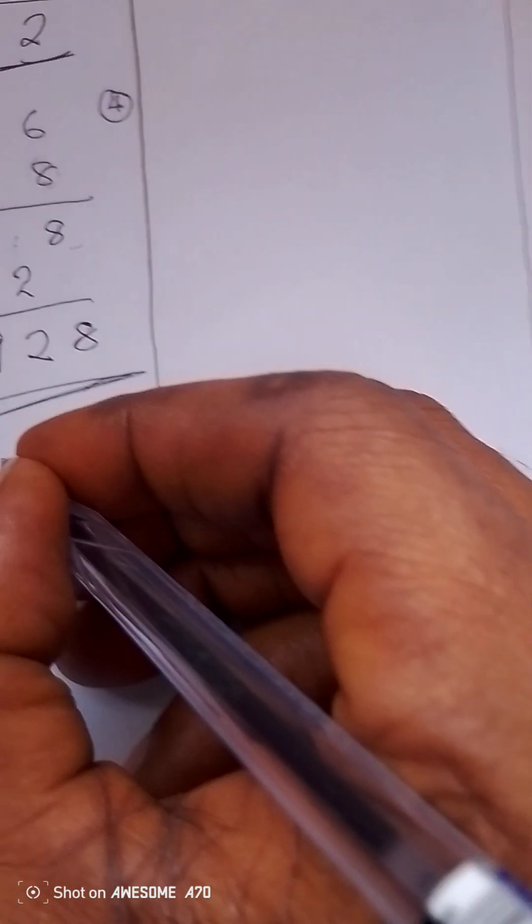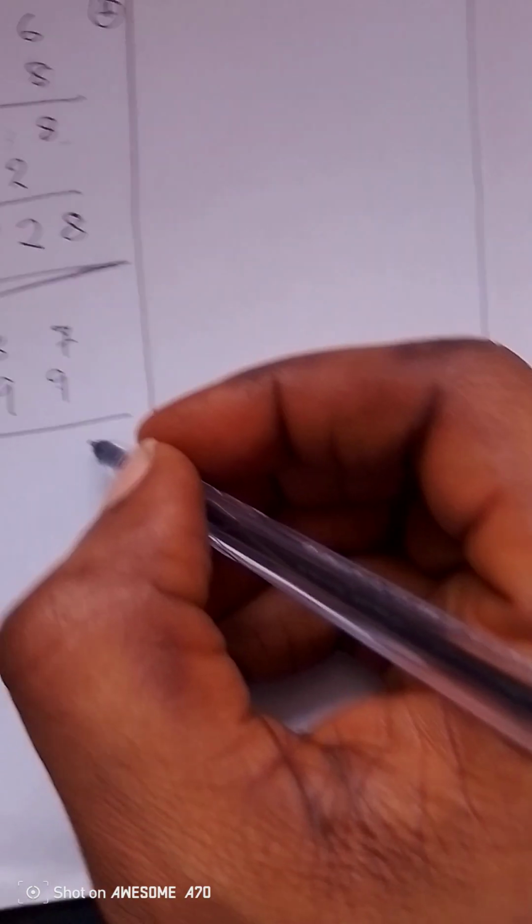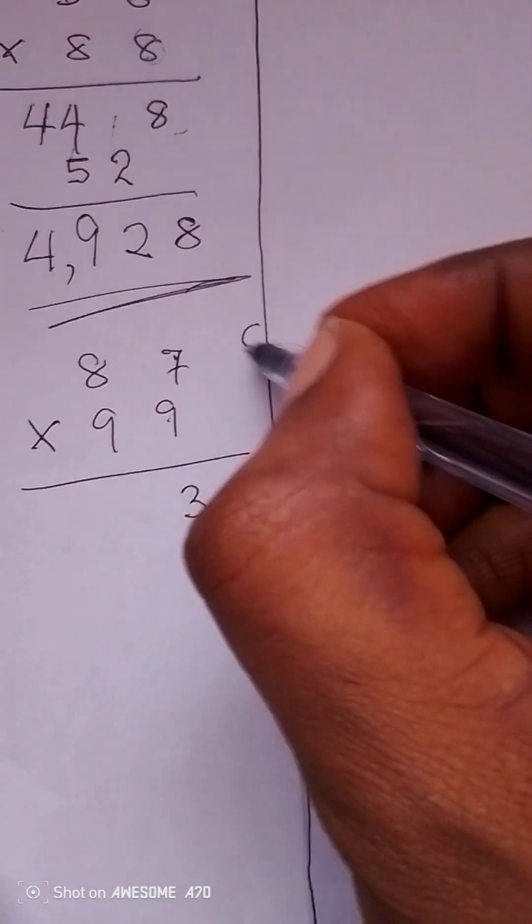Let's take another example. Example number 4. Let's take a more technical one. 87 multiplied by 99. This looks a little bit more technical, but we use the same method. 9 multiplied by 7 gives you 63. You write your 3 and take your 6.